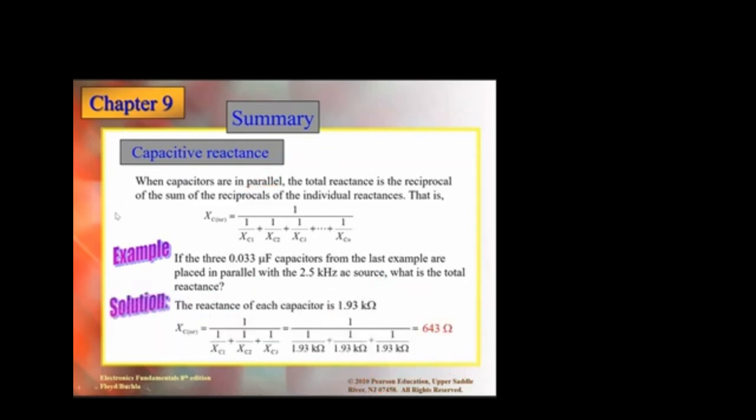They first calculate XCT this way, because they already know XC is 1.93, so they just apply the formula, the reciprocal of the sum of reciprocals. So it's up to you how you want to calculate: first calculate the capacitance, or directly calculate XCT. I hope it's clear and you have an idea of what I wanted to explain in the previous examples. We have different approaches. So this is capacitive reactance, girls.